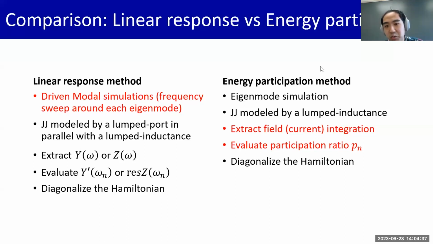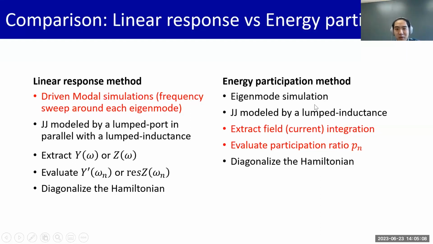Or we can do an eigenmode simulation in HFSS and evaluate the fields, so calculate the E field energy in the whole geometry and integrate the current flowing through the junction to extract the participation ratio, and then use these to evaluate phi ZPF. So the difference lies in whether you think running a driven model simulation in HFSS or running an eigenmode simulation in HFSS is more preferable.